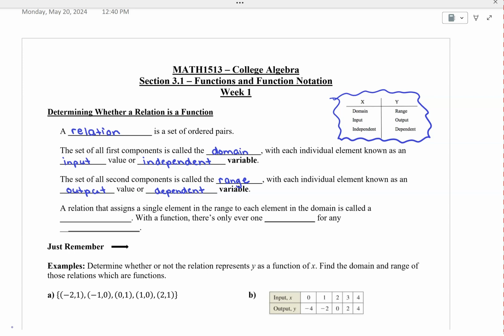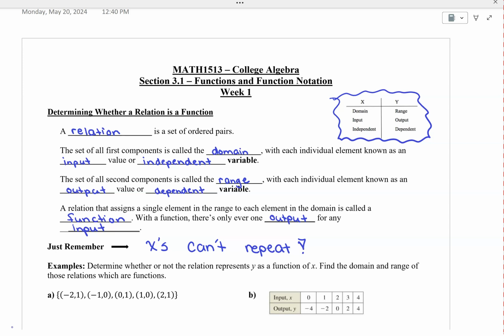Okay, a relation that assigns a single element in the range to each element in the domain is called a function. With a function, there is only ever one output for any input. So an easy way to remember that, because we can only have one output for any input, is basically that the X's can't repeat. Okay, so that's very important.